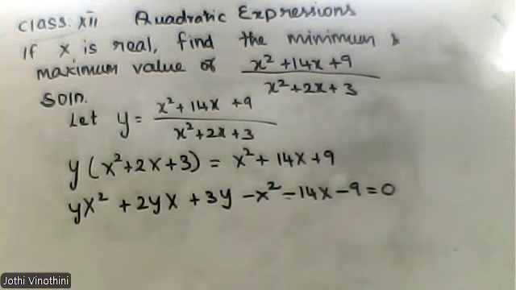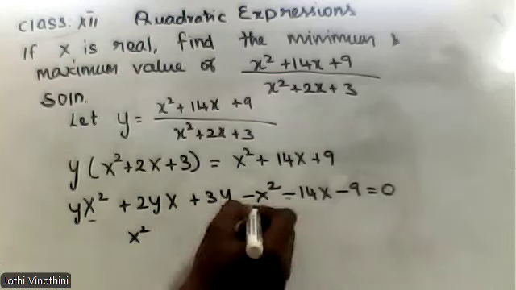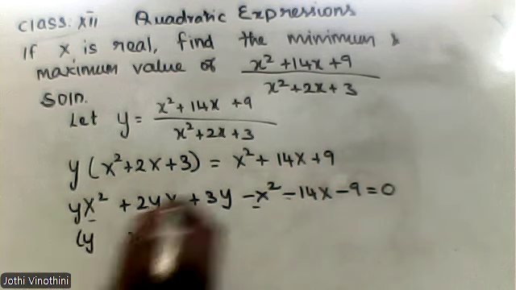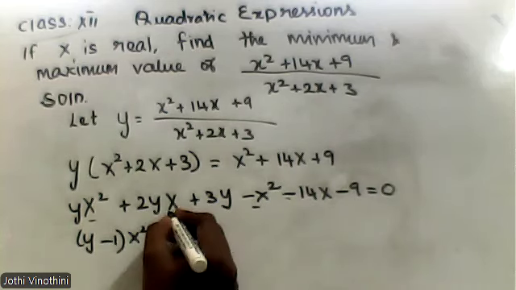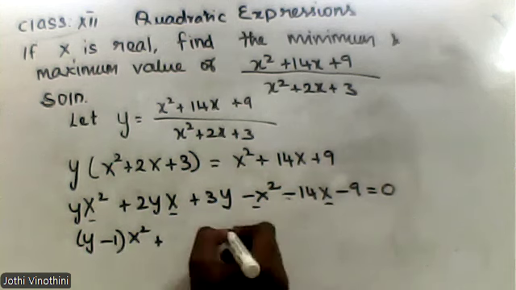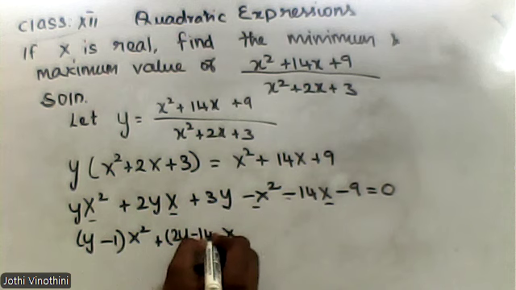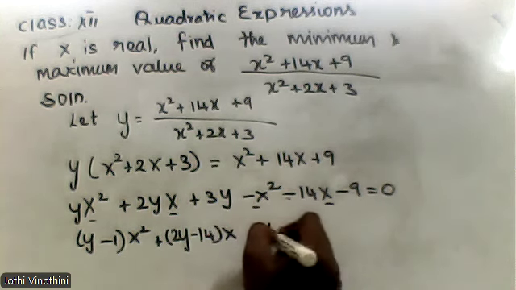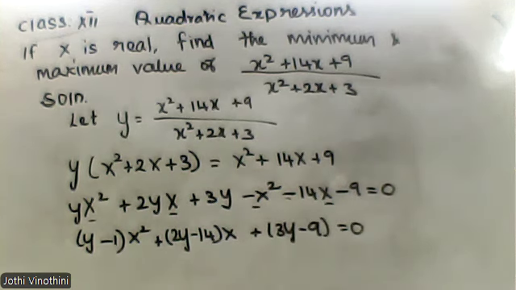I am going to simplify this equation. What are the x squared terms we have? We have 2 x squared terms. Taking x squared as common, it will remain y minus 1. And we have 2yx terms, so taking x as common, it becomes 2y minus 14. What is remaining? 3y minus 9, which is equal to 0. Clear?